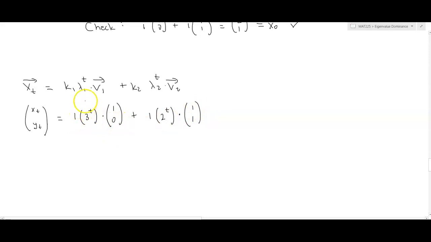So as t approaches infinity, this term here is going to blow up, gets much larger than this term over here. So this is only 2 to the t power. So you can see that as t becomes really, really large, this term essentially becomes negligible. Now, I'm not saying that it goes away completely, but 2 to the t power, if you look at 2 to the 100th versus 3 to the 100th, the order of difference there is much larger.